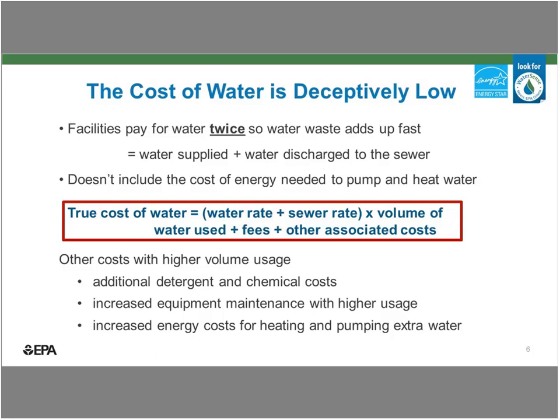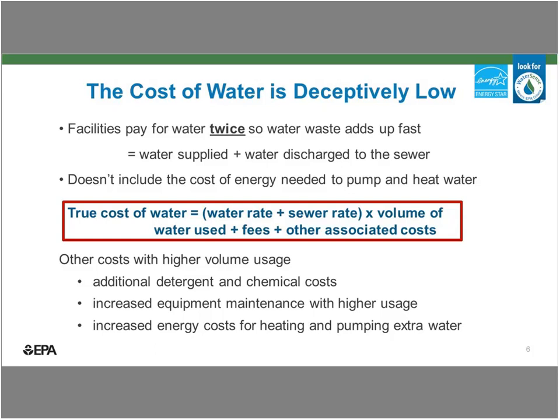And all of these calculations don't usually include the cost of energy that's needed to pump and heat the water within your facility. So when you're looking to find out what the costs or potential savings are from a project, you really need to use the total cost of water, which includes the water and sewer rate and the other fees and associated costs. So another thing with high volume usage, you can also have additional costs due to additional detergent, chemicals, water treatment costs, increases in equipment maintenance because they're being used more often, and then also the cost of actually heating the additional water and pumping it through your facility.